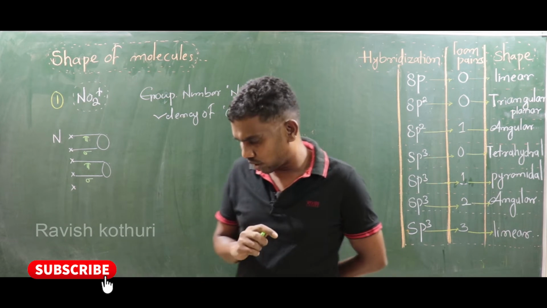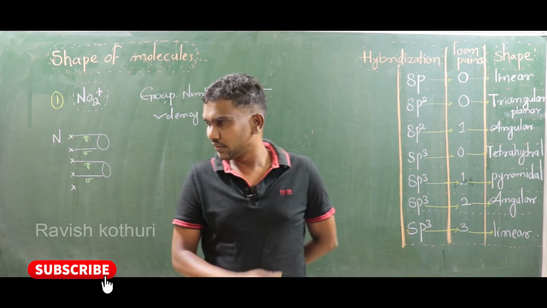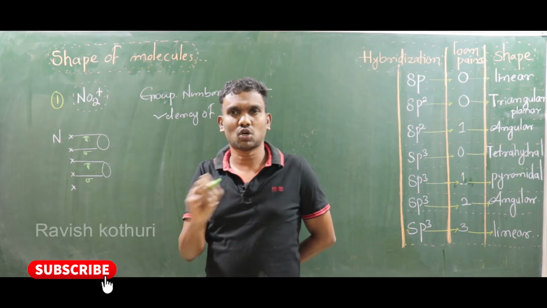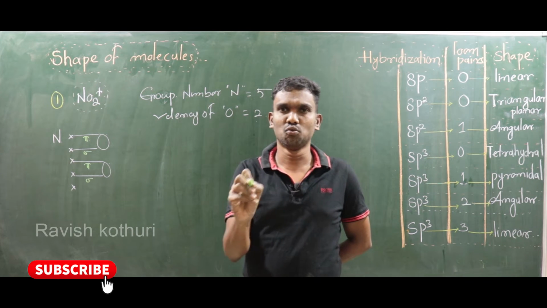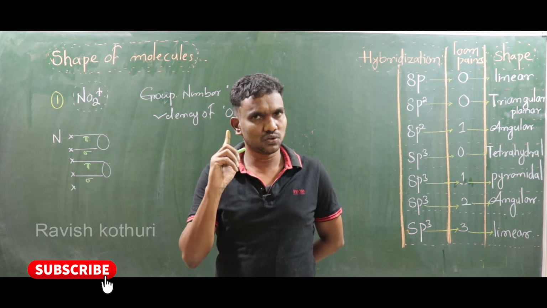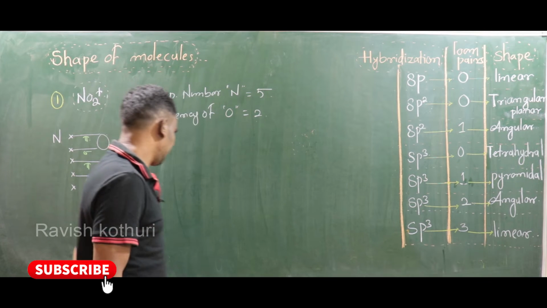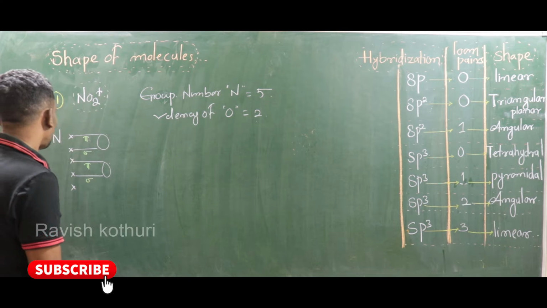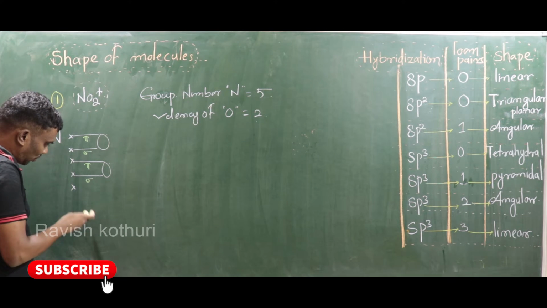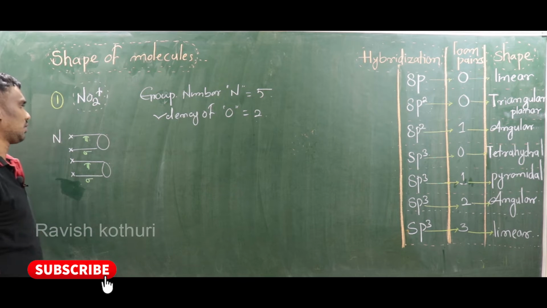And moreover, one more point here is very important. What is that? If a positive sign is there, you have to remove one electron. If a negative sign is there, you have to add one electron. That is very, very important. So my dear students, observe carefully. Here the positive sign is there, so you have to remove one electron.